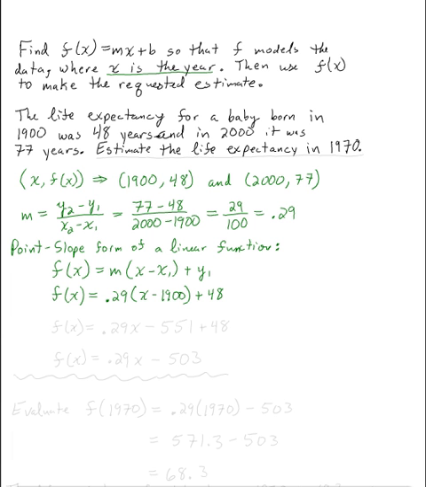However, we were asked for the slope-intercept form. So, I will simplify the right-hand side by applying the distributive property. 0.29 by x is 0.29x minus 0.29 by 1900 is 551 plus 48. Combining the terms negative 551 and 48, we have f of x is 0.29x minus 503. So there's the first part of the problem. We have found the function.